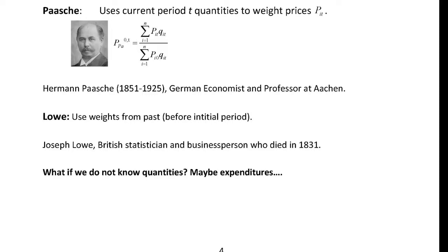It's using what's often called the current period t quantities to weight prices, rather than the base period quantities to weight prices. It's named after Hermann Paasche, who was a German economist and a professor at Aachen. There's a photo of him. And in general, there are a variety of different weights you can use, ways of doing it. You can use quantity weights from the past, before the initial period, and that's something named after Joseph Lowe, a British statistician in the early 19th century. And there are different ways of doing it. But the two main ones are Laspeyres and Paasche.